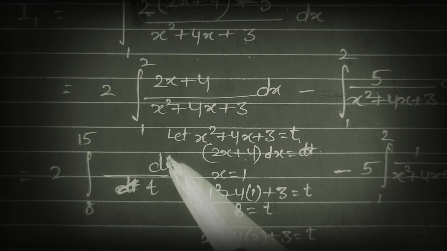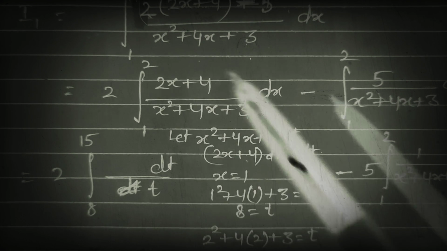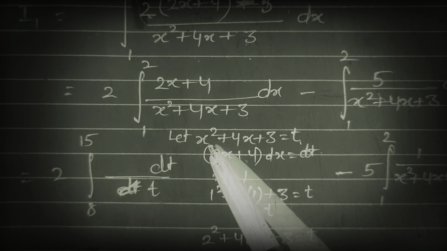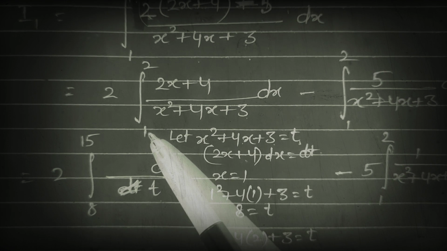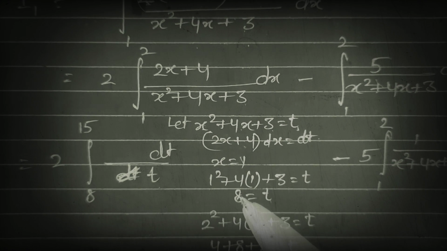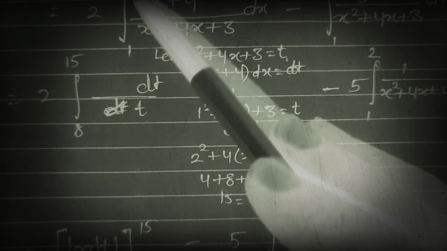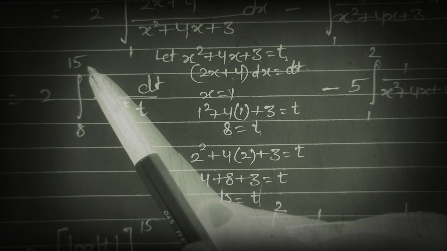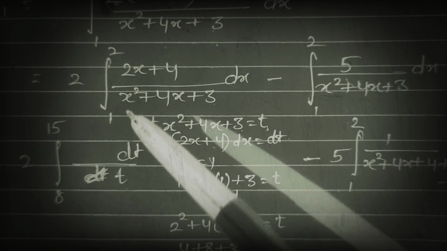So it is dt upon t, and then we will change the limits also, because we have taken x in the form of t. So x square plus 4x plus 3 is equal to t. If the lower limit is 1, if x is 1, then t will be 8. Then if x is equal to 2, then t will be 15. So the lower limit will be 8 and the upper limit will be 15. Or you can solve this first and then put in the limits.